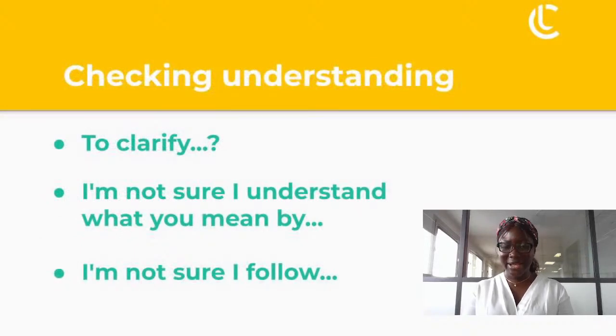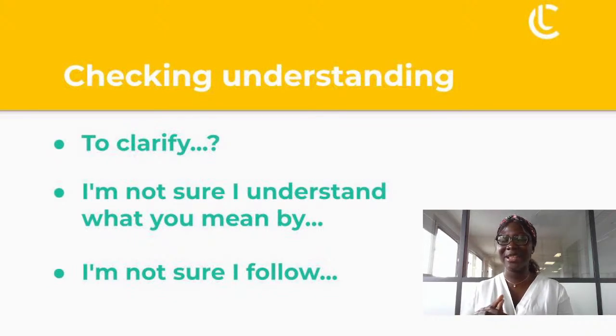Checking and understanding. We can use to clarify. So to clarify what you have just said. I'm not sure I understand what you mean by. Donc, je suis pas sûre que je comprends ce que vous voulez dire par.